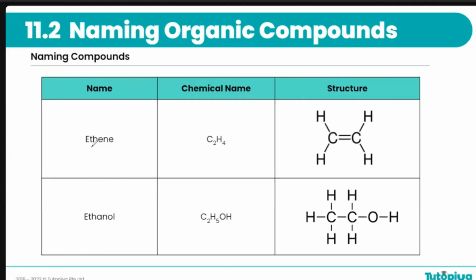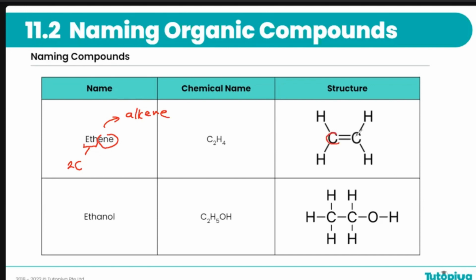Let's look at the next one. Ethene. Now, here the prefix is eth, which means they're talking about 2 carbons. But the suffix has changed, not ane anymore, it's ene. Ene represents an alkene. An alkene is a molecule with 1 carbon-carbon double bond. So there's 2 carbons with 1 carbon-carbon double bond.